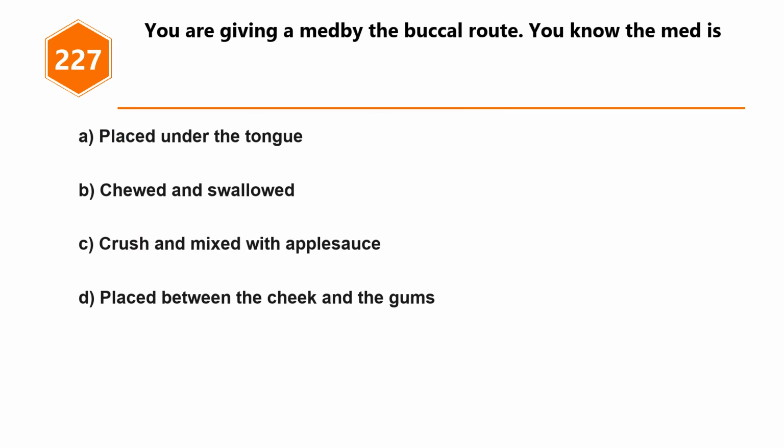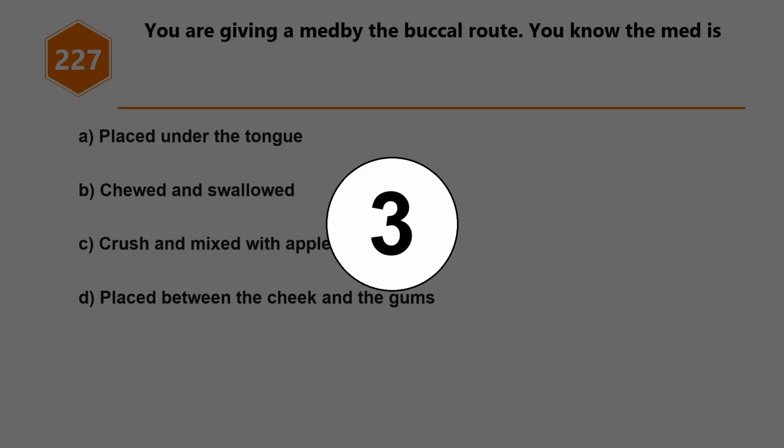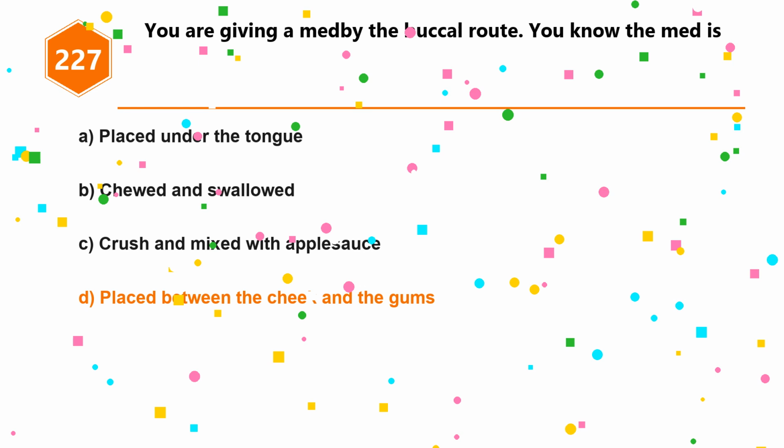Question 227. You are giving a med the buccal route. You know the med is: Option A, placed under the tongue. Option B, chewed and swallowed. Option C, crushed and mixed with applesauce. Option D, placed between the cheek and the gums. The correct answer is option D, placed between the cheek and the gums.